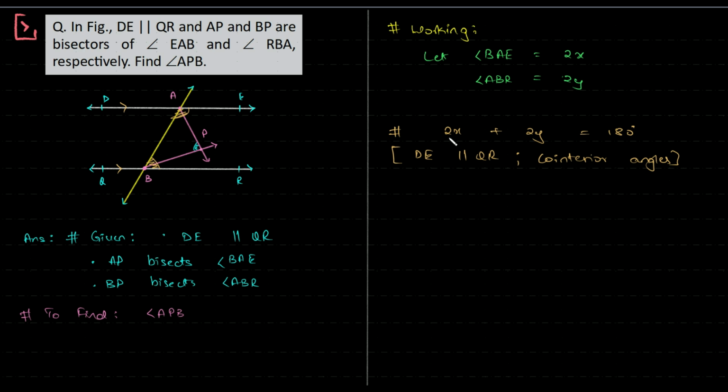Now in all of this, they are multiples of 2, so I'll just divide both sides by 2. What do we end up with? We get 2x by 2 plus 2y by 2, which is equal to 180 degrees by 2. So this is x plus y equals 90 degrees. How are we going to make use of this information? That we'll see in time.